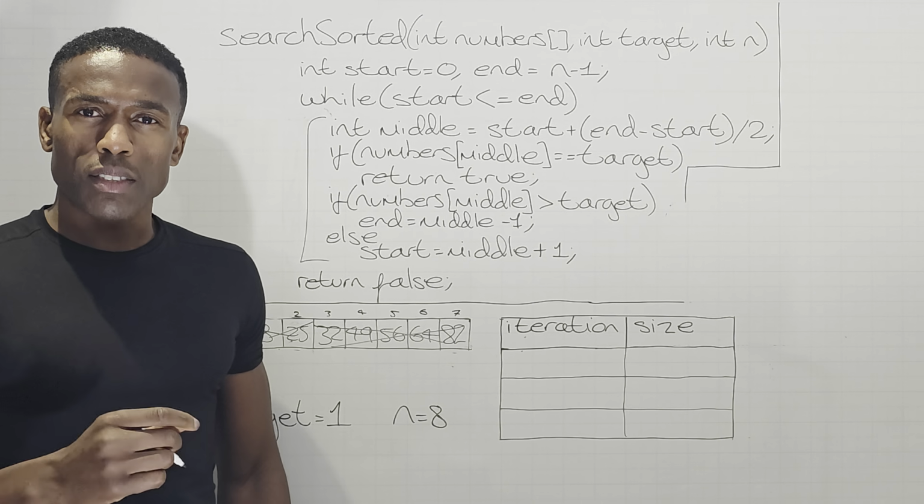So what would be the time complexity of this algorithm? Well, let's use the table here to help analyse exactly what's happened. Now, here we have two columns, with iteration representing our iteration number and size representing the size of our search space after each iteration. Now, you'll recall after the first iteration, we reduced our search space down by roughly half to 4.